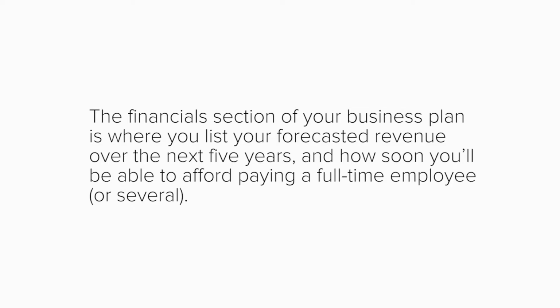The financial section of your business plan is where you list your forecasted revenue over the next 5 years and how soon you'll be able to afford paying a full-time employee or several. You don't have to hire a lot of employees or pay them huge salaries. Maybe you'll just hire one full-time office manager and one full-time salesperson in addition to yourself as CEO. Theoretically, that's enough to satisfy the marginality requirement.